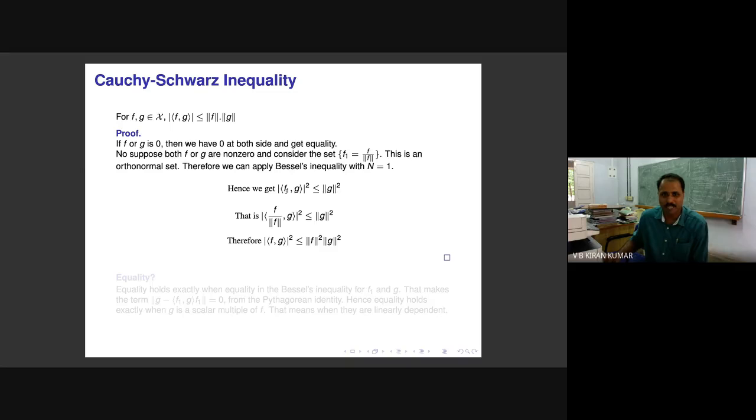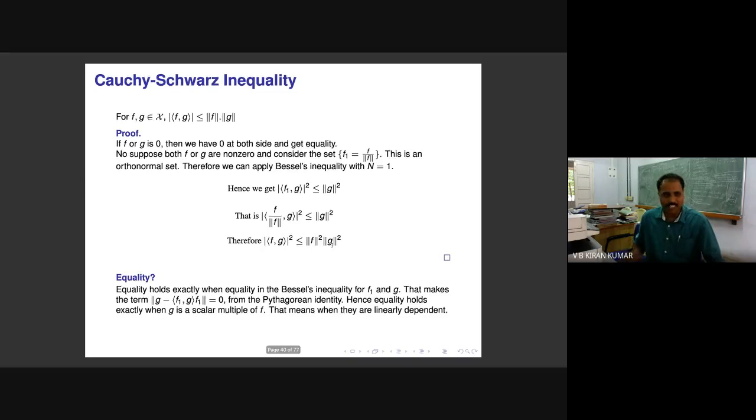Now just apply the definition of F1, that is F by norm F. So you will obtain this inequality. This is the Schwarz inequality, the Cauchy-Schwarz inequality: mod of inner product Fg will be less than or equal to norm F into norm G. Now the natural question: when do you have equality?